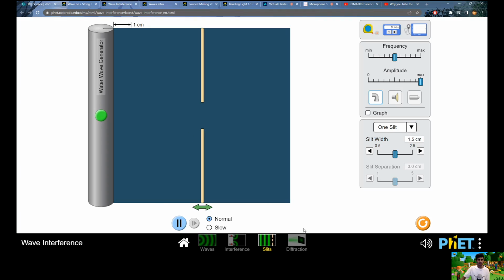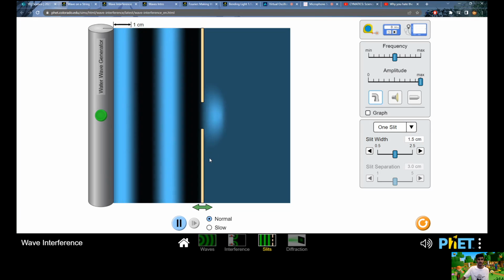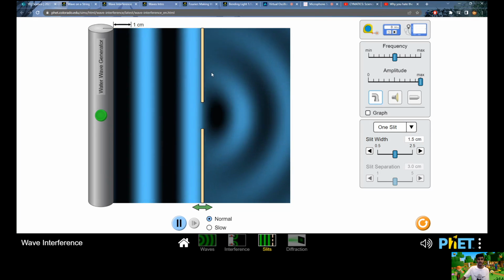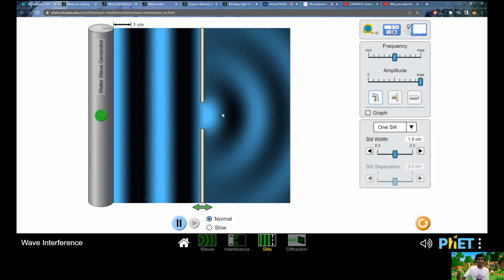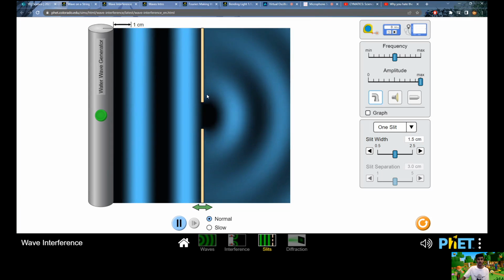Okay, just going to play around. That's really the whole point of these simulations, is to play around. What happens when we have some slits? So now I'm sending a single water wave through a narrow opening. And as predicted, it will obviously go through that point and not through the wall. But what you also notice is that the wave seems to be spreading out as it goes around a corner.